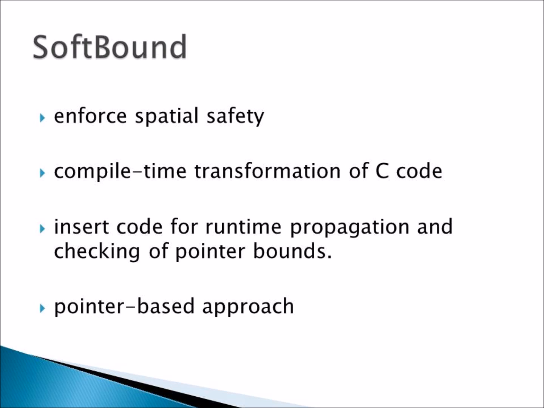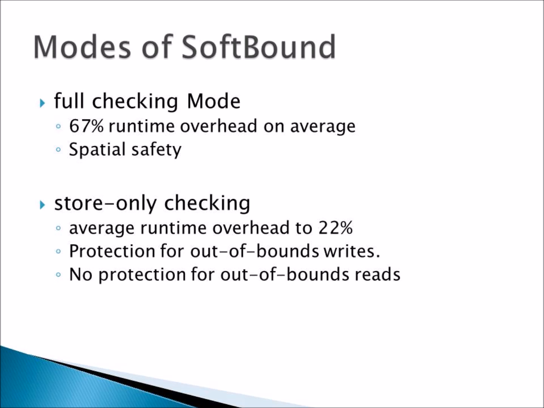This happens by compile-time transformations of the C code. Extra code is inserted at runtime for the checking of the pointer bounds. This happens by a pointer-based approach, but I'll tell something about that later. Softbound can be run with two modes. The first is the full checking mode, which is used for security critical applications. This offers spatial safety, but comes with an overhead of 67% at runtime.